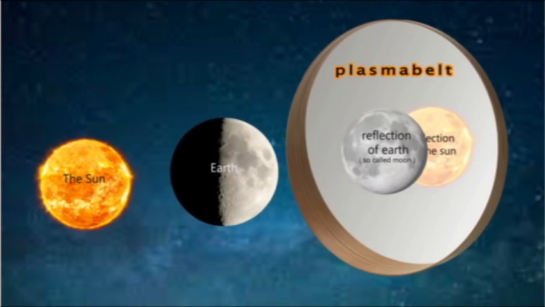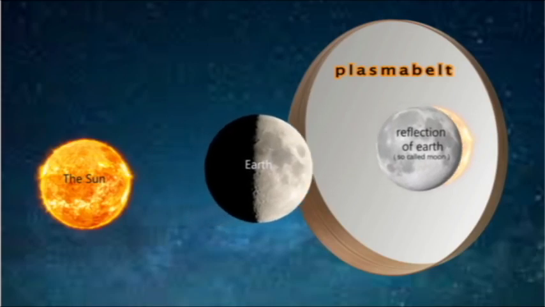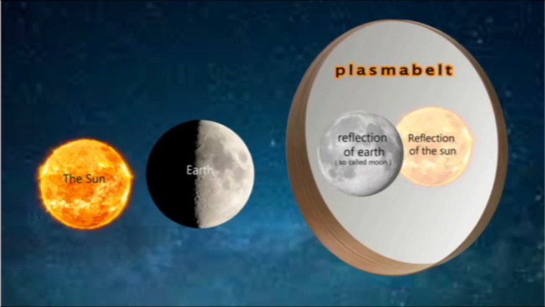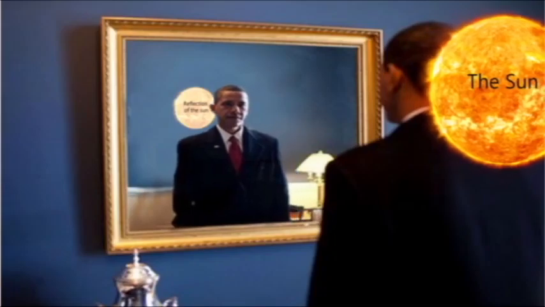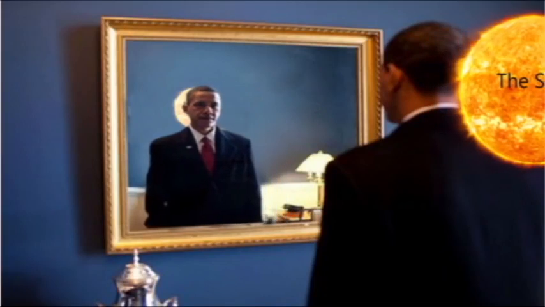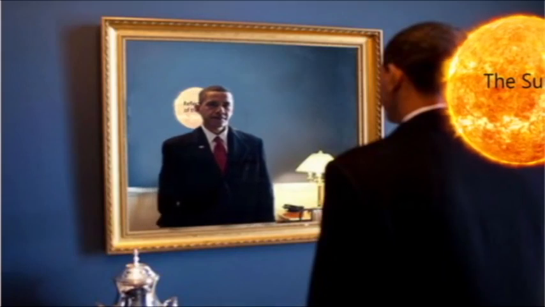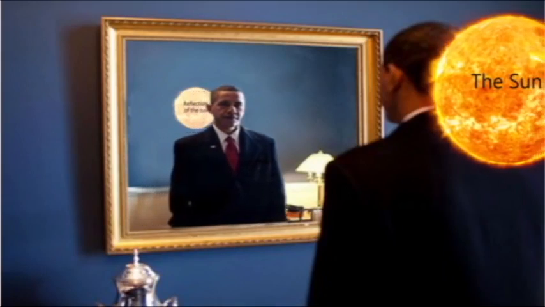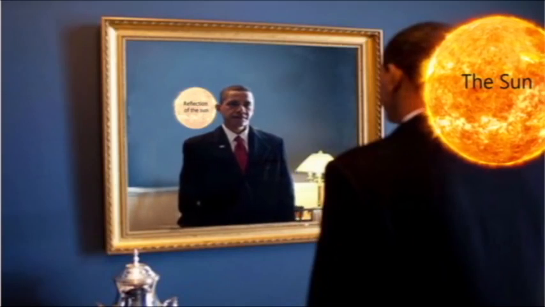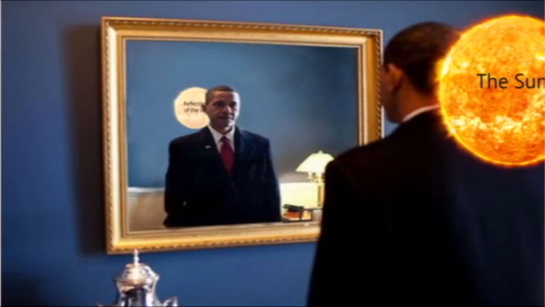So, what is a solar eclipse? A solar eclipse is the reflection of the Earth. The so-called moon is blocking the reflection of the sun. If Obama would be standing before the mirror and his mirror image would block the sun behind him, and he thought that the guy in the mirror was someone else, he would say, hey, this guy is taking away my light. Please move aside. But in reality, it would be himself, his mirror image, that is blocking the light.